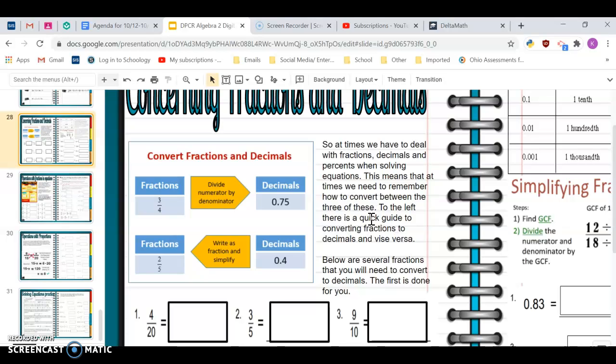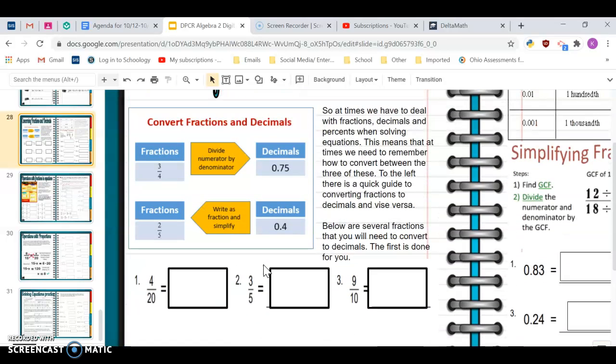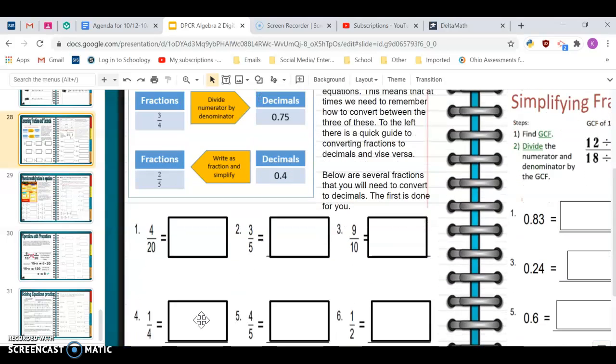To the left, there is a quick guide on converting fractions to decimals and vice versa. So from here to here, we know to turn a fraction into a decimal, we divide the numerator by the denominator. To turn a decimal to a fraction, we have to write this as a fraction and then simplify. Now below, we have a couple of fractions that we are going to turn into decimals, and we are going to simplify those right up.